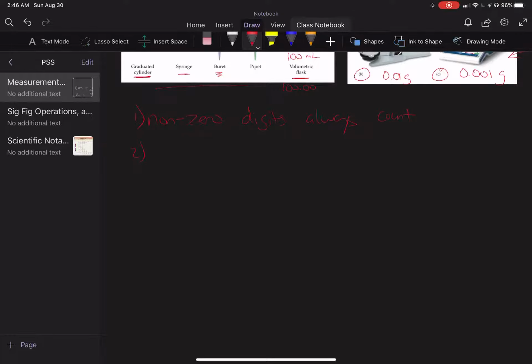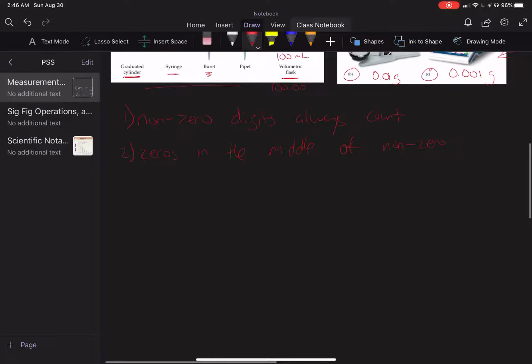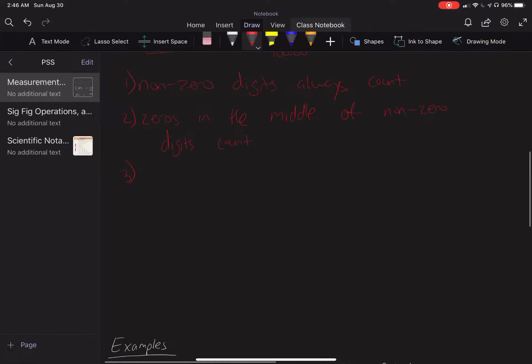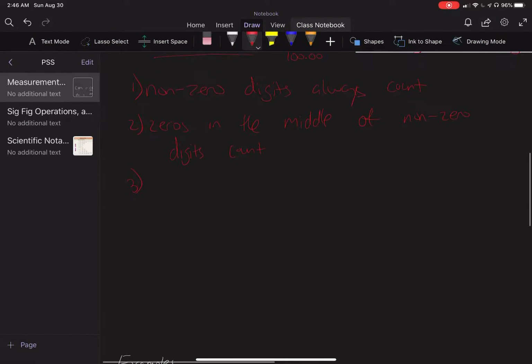So the next rule, a 0 in the middle, one that's been sandwiched, so to speak, does count. So I'll say zeros in the middle of non-zero digits, they count. And I'll demonstrate that with the examples that we're going to do. Rule number 3, placeholder zeros do not count.